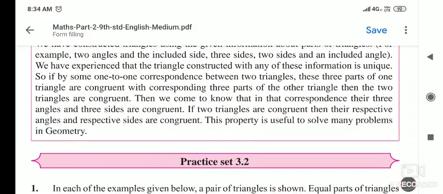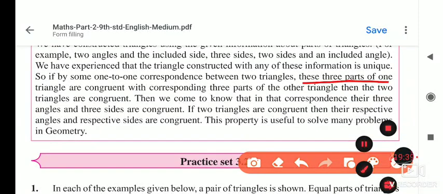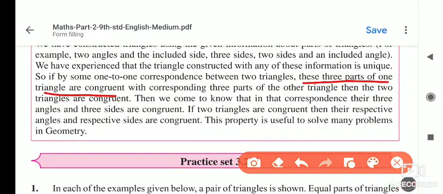So if by one-to-one correspondence between two triangles, three parts of one triangle are congruent with the corresponding three parts of the other triangle, then the two triangles are congruent. Then we know that the three angles and three sides are congruent. If two triangles are congruent, their respective angles and respective sides are also congruent, and this property is used to solve many problems in geometry.